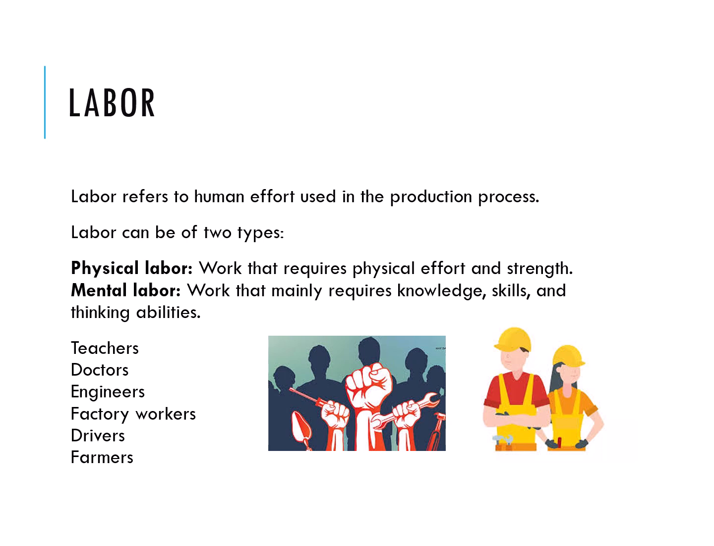The next factor is labor. Now let's discuss labor. Labor refers to human efforts used in the production process. It includes all types of work done by people to produce goods and services. Labor can be of two types: physical labor and mental labor. Physical labor is work that requires physical effort and strength, while mental labor is work that mainly requires knowledge, skills, and thinking abilities. For example, teachers, doctors, engineers, factory workers, drivers, farmers.